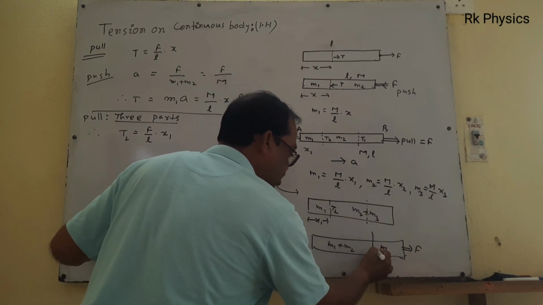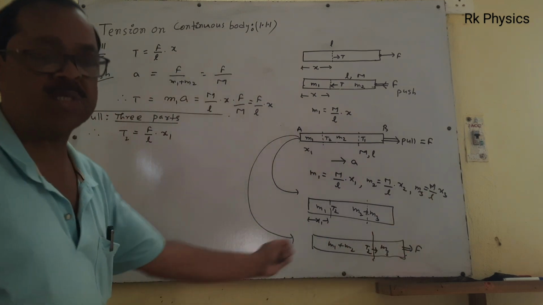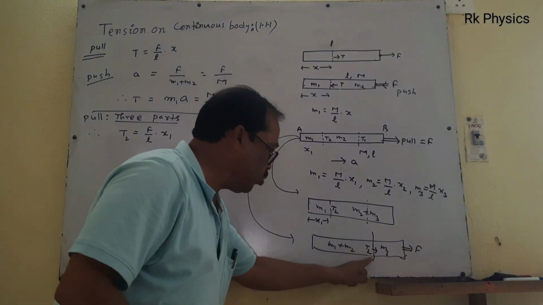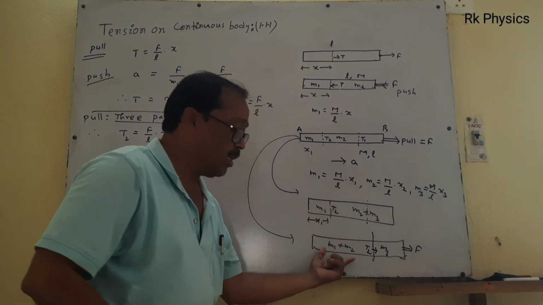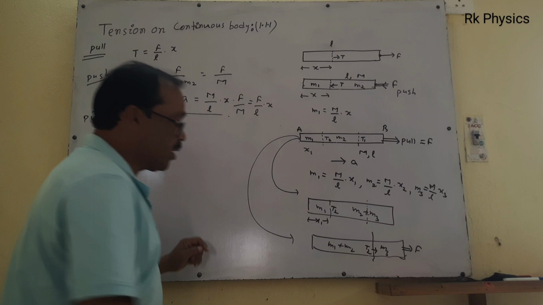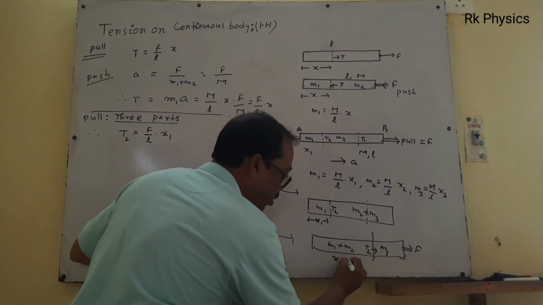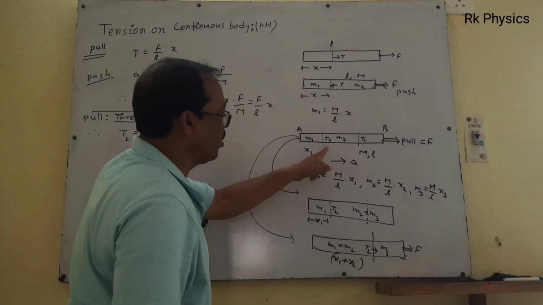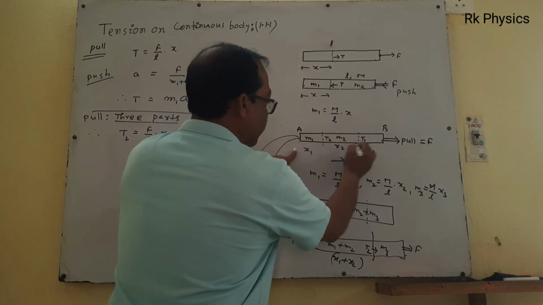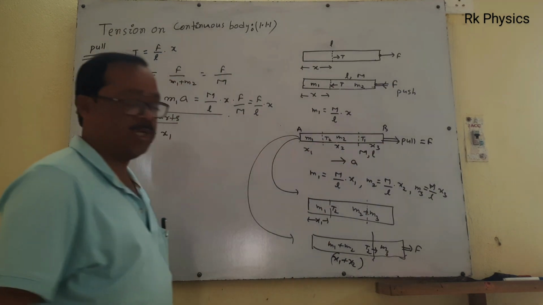Now this rod has tension T2. F is pulling the rod towards the right, which means T2 is pulling the mass M1 plus M2. What is the length of M1 plus M2? That is x1 plus x2. This is x1, this is x2, and you can take this as x3.